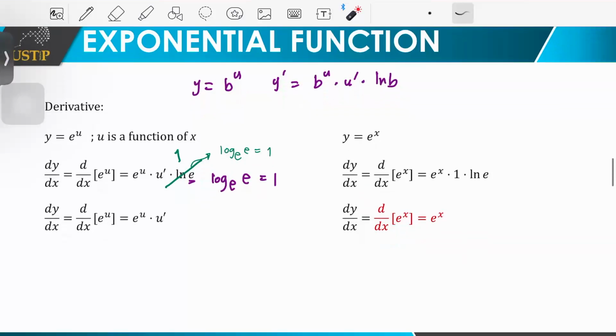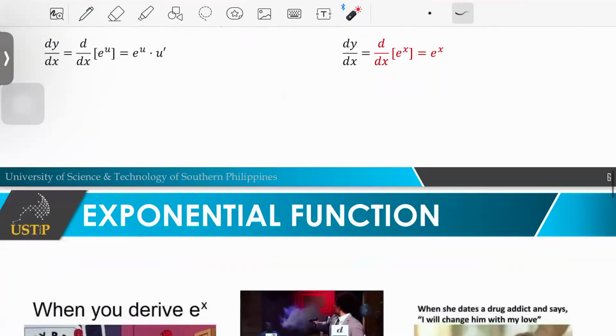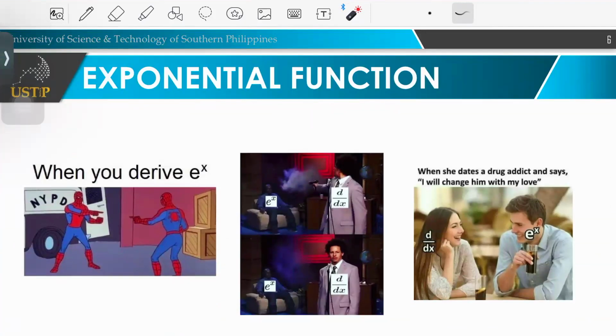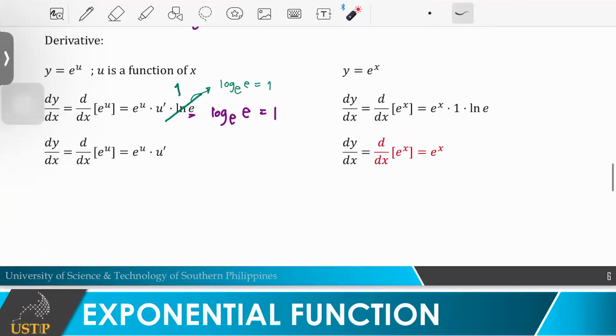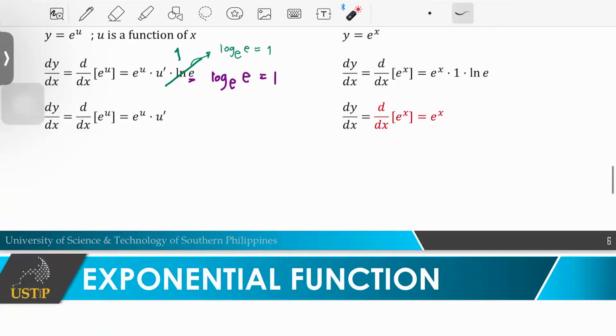That's why, class, na kay mga memes. Don't know if you've encountered this meme, but at least karon ka relate na mo. Kani siya, when you derive e to the x daw, di ba, mag Spider-Man sa multiverse, or kani siya nga meme, parehas gyapon daw. I think she is a addict and says, I will change him with my love. So, kani siya, differentiation daw ni siya, and e to the x, parehas gyapon. Okay? So, daghan pa kay meme anak class, pero the idea is there. If you get the derivative of e to the x, it's just equivalent to e to the x.